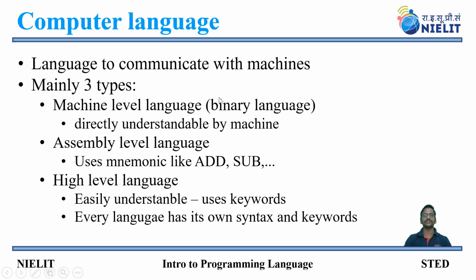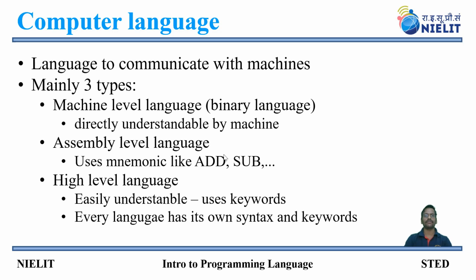After machine level language, the next level of development for programming languages is assembly level language. Assembly level languages use mnemonics or symbols, for example add for addition and sub for subtraction, that is, symbolic instructions. In assembly level language, the symbols are used to denote the address and data. So compared to machine level languages, assembly level language has the advantage of writing a program with ease.